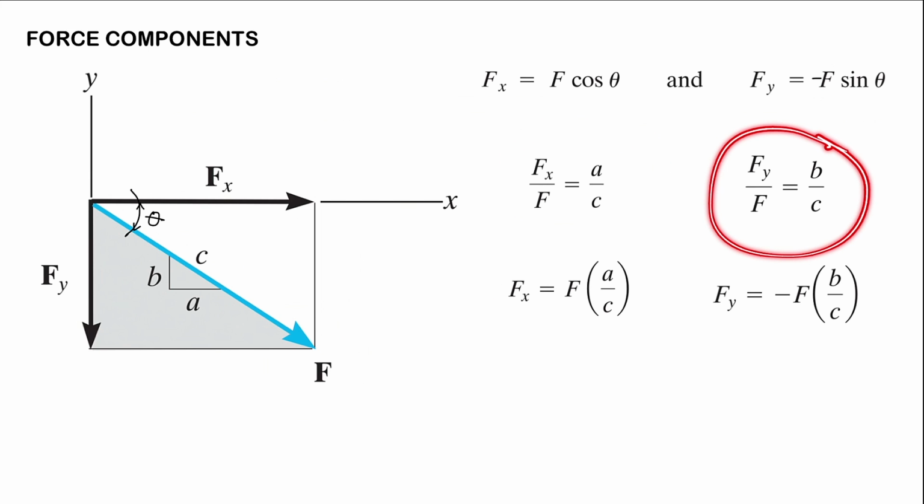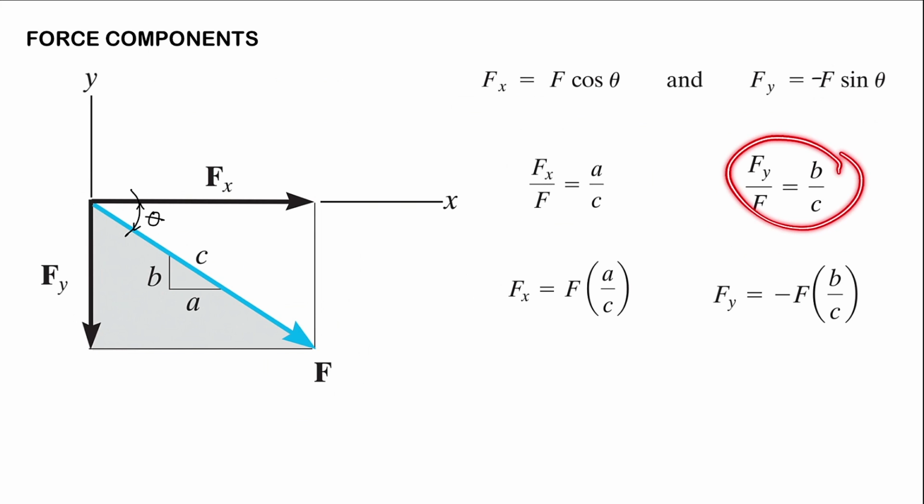So Fy is to F as B is to C. By that relationship, we can now solve for Fy. And again, the negative sign here just denotes that our y component is acting downwards. If you want some examples for solving force components, please watch the first video in this series.